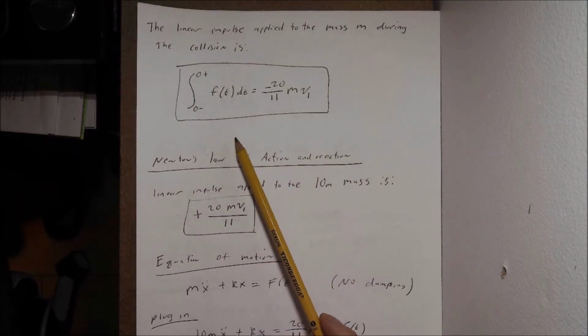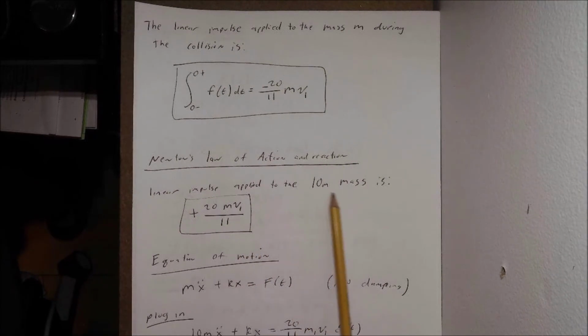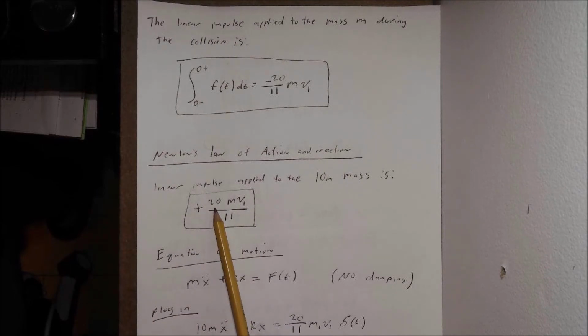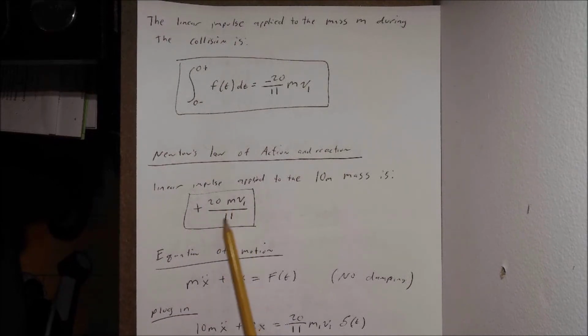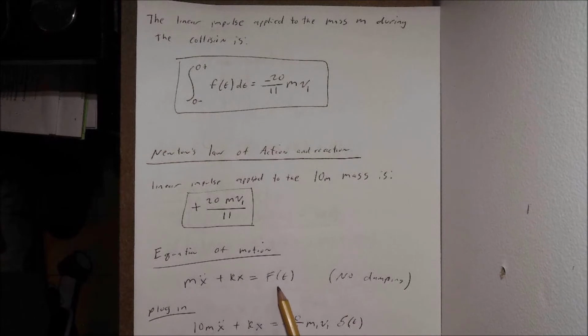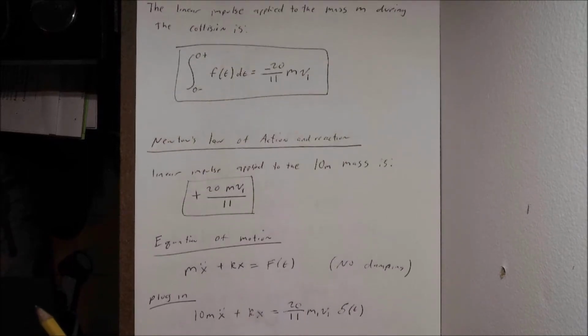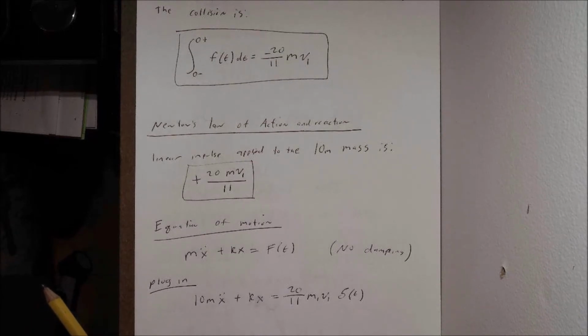So let's think back now to Newton's law of action and reaction. So we have linear impulse applied to the 10m mass is equal to here 20 m v1 over 11, on the right hand side of this equation up there. So from our equations of motion with no damping, we have the general form here, m x double dot, mass times acceleration, the second derivative of position with respect to time, plus k x, our spring constant k, times our distance x here, is equal to function f of t for force.